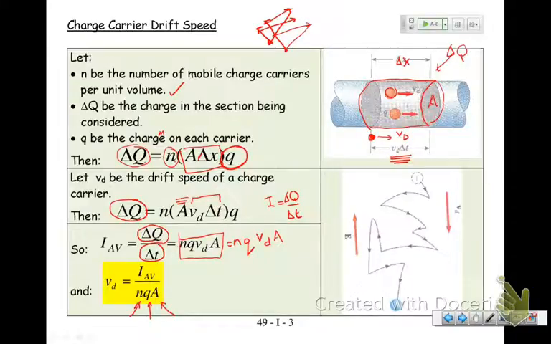But if I put an electric field here, then what happens is it hits something and bounces, and hits something and bounces, again and again. And there's an overarching drift to it.